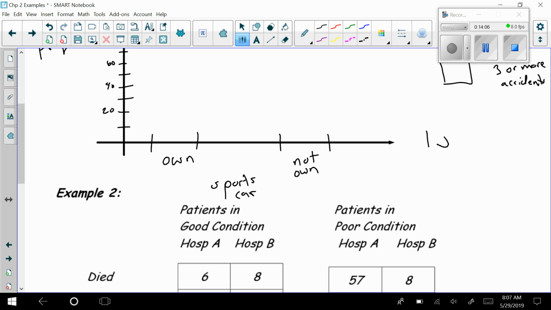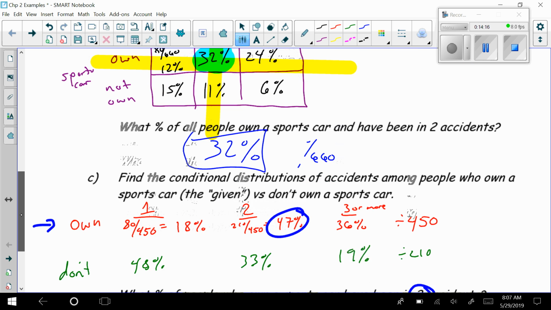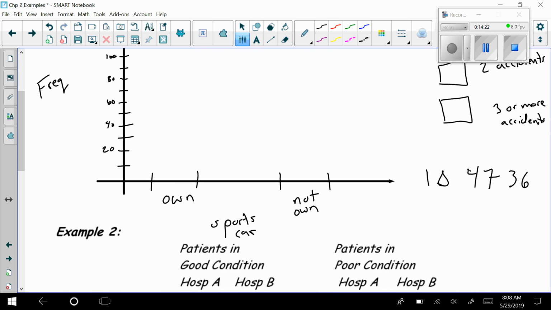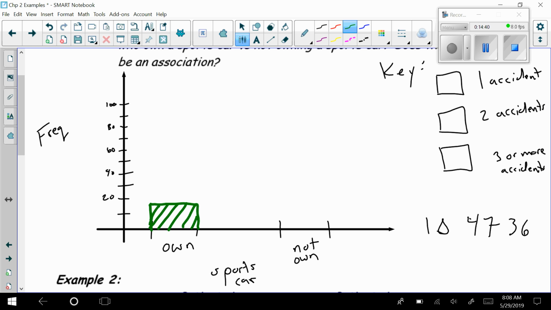If I write that down, 18, 47, and 36. Let me double check that I remember those numbers correctly. Okay, so I remembered them right. So what we're doing is the first 18, we just go up like 18 here. And I have different colors, so this is where I can kind of cheat here. 18 looks like it's somewhere up right here. Because I have different colors and you don't, I will still stick to, okay, this 18 was for 1 accident, so I'm doing these diagonal lines here.